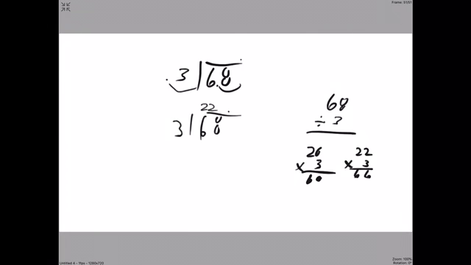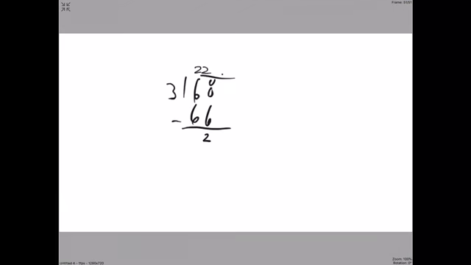So let's add 22 up there and subtract 66 from 68. 66 from 68 is 2. So we can't have a remainder, so we have to make a decimal point and a 0, and then we have to make a 0 right next to the 2. So now it is 20 divided by 3. 20 divided by 3 also won't work, so we'll try to multiply some other numbers.